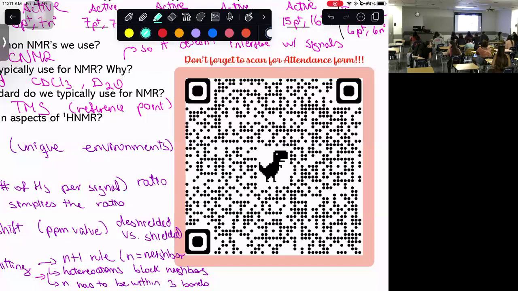Okay, we're all good with the QR code? We all scanned it, hopefully.